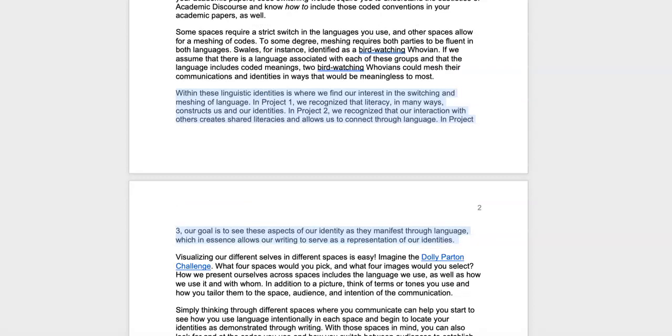In Project 1, we recognize that literacy, in many ways, constructs us and our identities. In Project 2, we recognize that our interaction with others creates shared literacies and allows us to connect through language. In Project 3, our goal is to see these aspects of our identity as they manifest through language, which, in essence, allows our writing to serve as a representation of our identities.